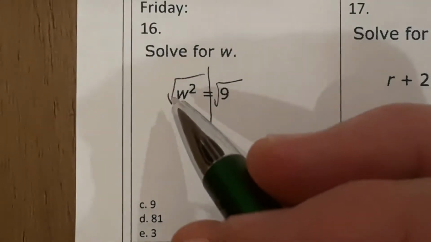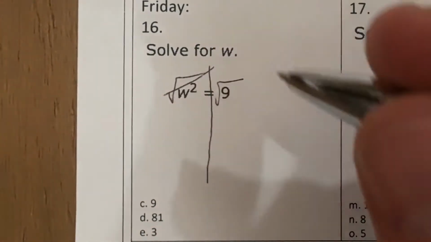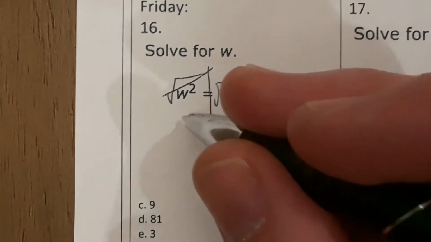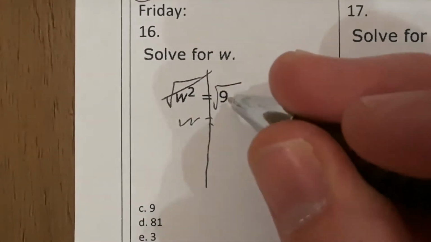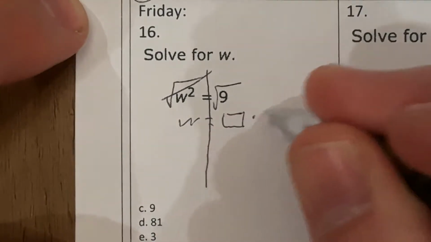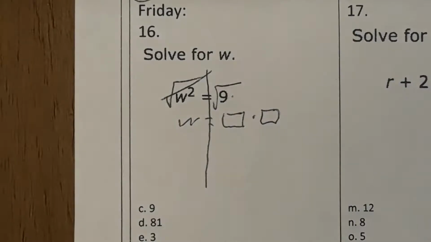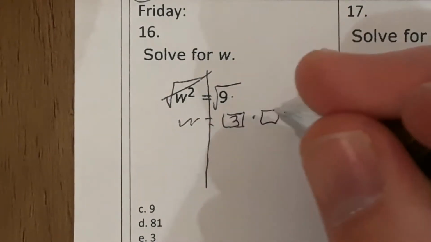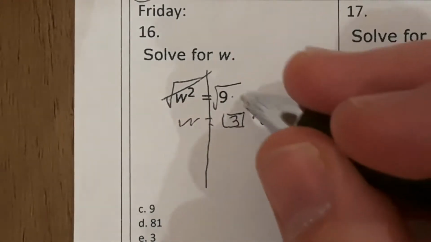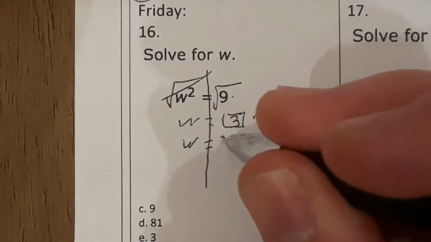So now what we have here is square root and squared cancel out to W equals, and the square root means, well, what number times what number equals 9? It has to be the same number times itself. And if you said 3 times 3 gives you 9, that's correct. But remember, the square root says only use one number. So W equals 3.